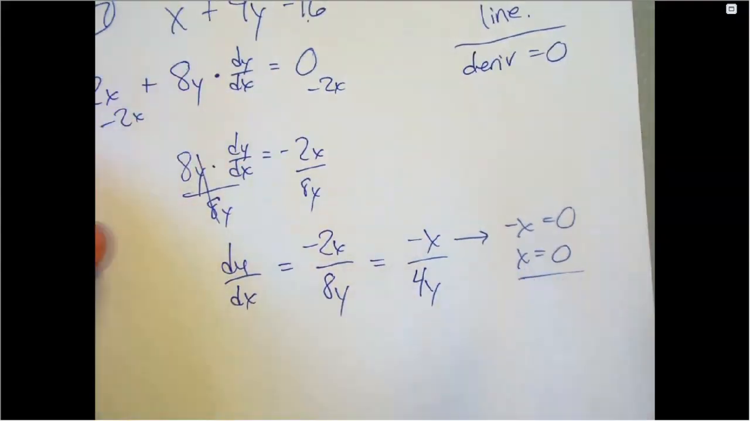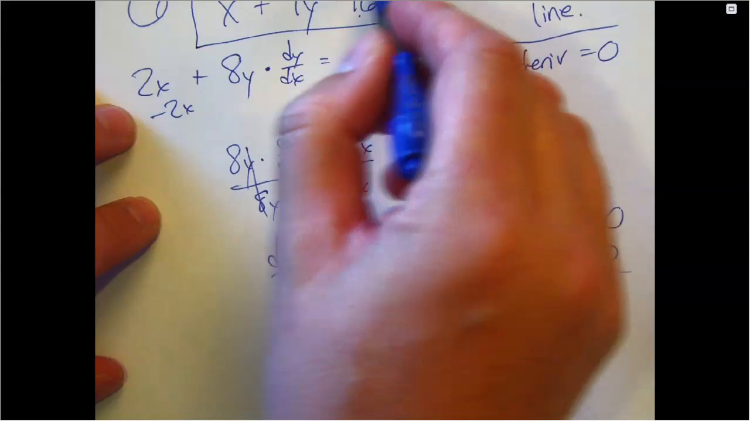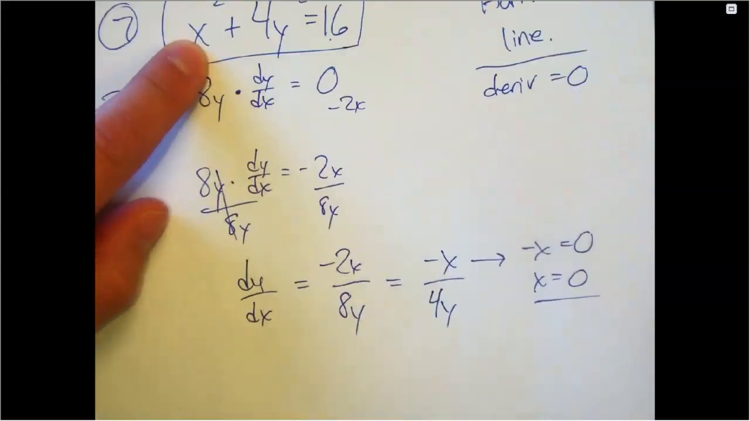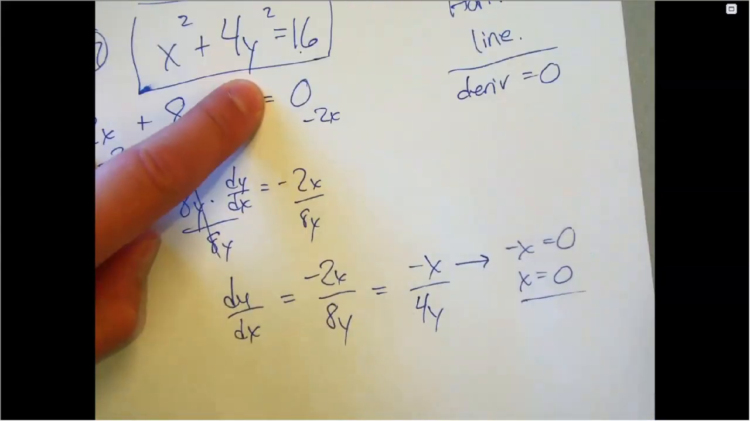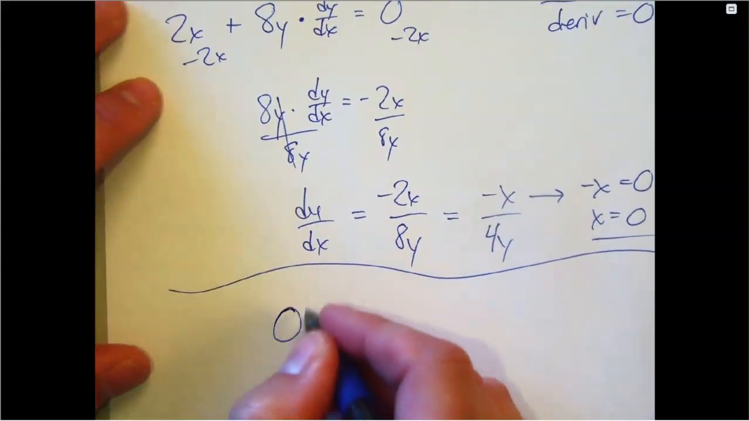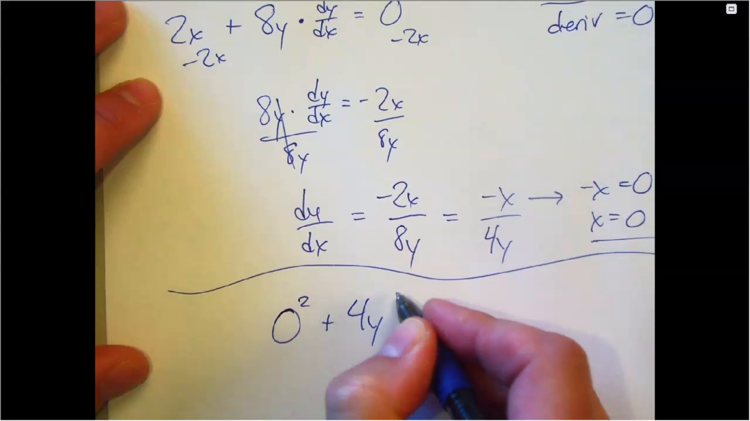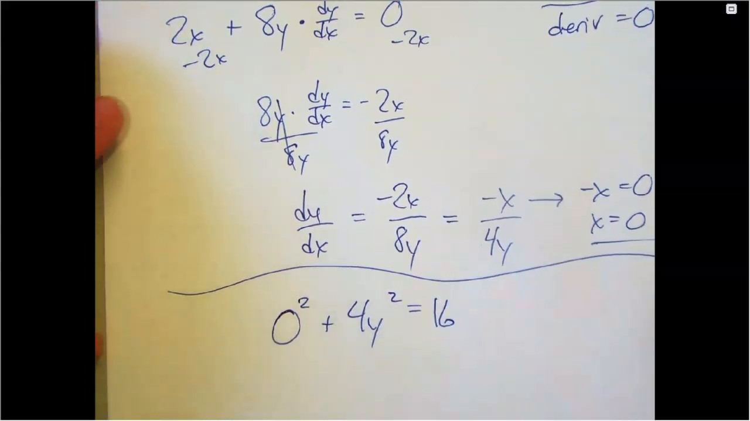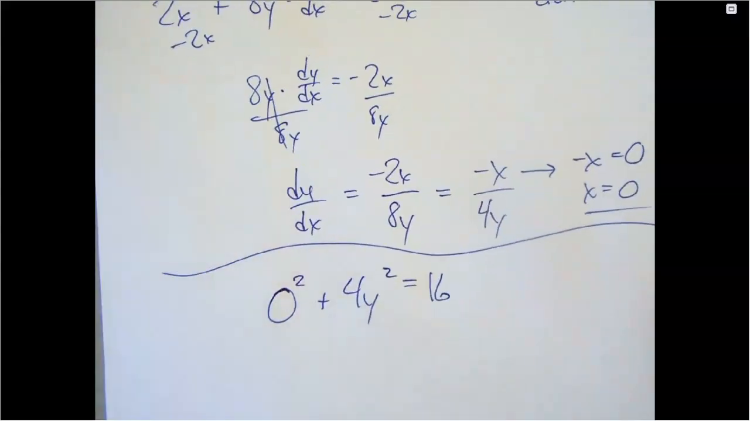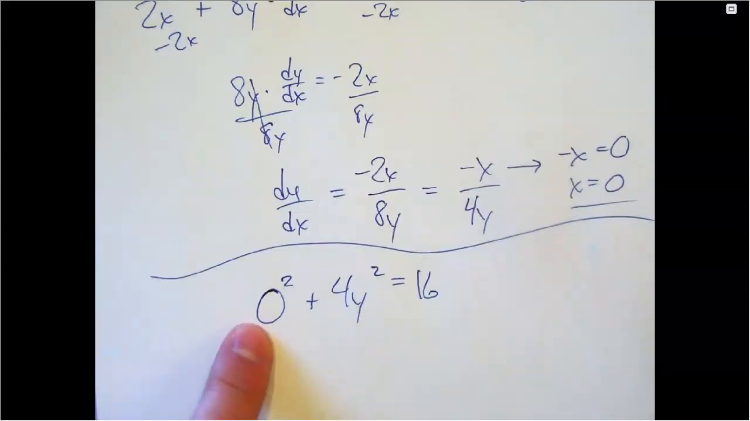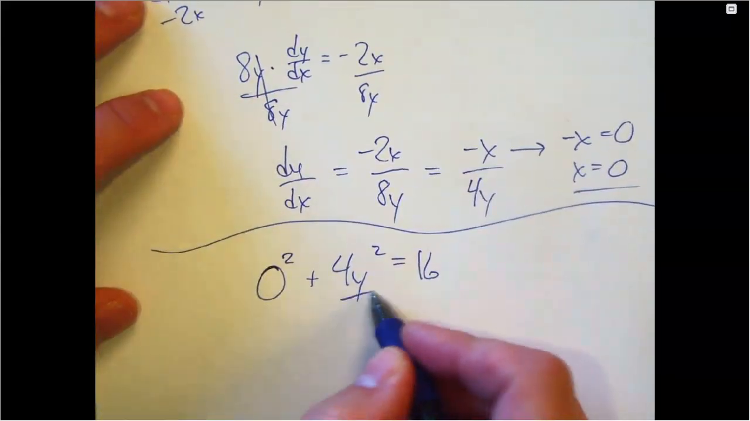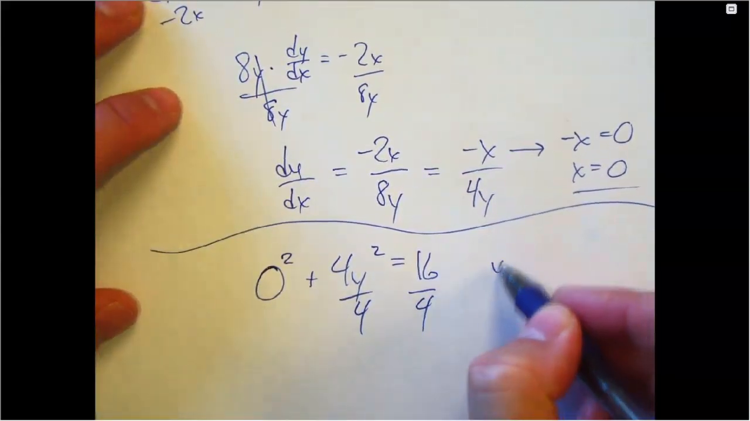So to find the y value, I'm going to have to plug back into this. I'm going to plug 0 in for x and find out the y values when x is 0. So it'll be like 0 squared plus 4y squared equals 16. So there is a tangent line, or there are tangent lines. We don't know yet. When x equals 0. So let's plug it in and find out. Then we divide by 4. So y squared equals 4.